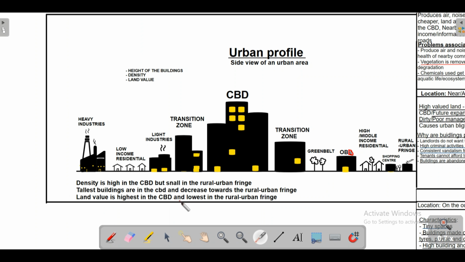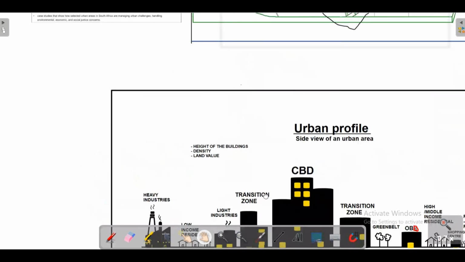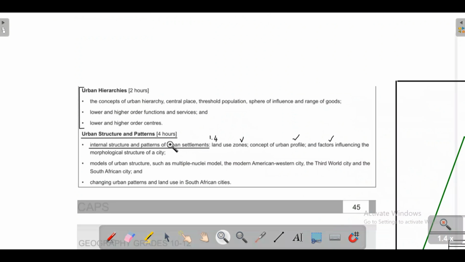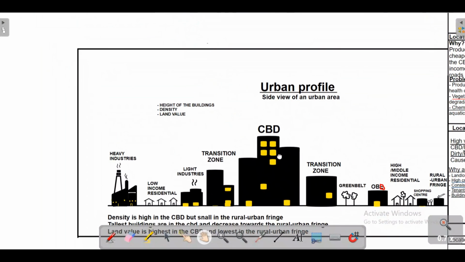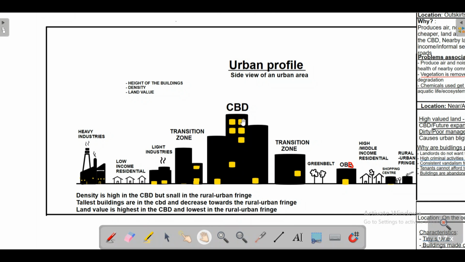What about the land value now? The land value is highest in the CBD, and it becomes lower and lower as you move towards the rural urban fringe. So ensure that you are able to describe the trend of the height of buildings, the density of buildings, the land value when it comes to urban profile, because that is also stated here in your CAPS document, the factors influencing the morphological structure of the city. That's what they are referring to there: the height, the density, as well as the land value of the urban area, right? So comparing the center and the edges, what happens there regarding those three factors.